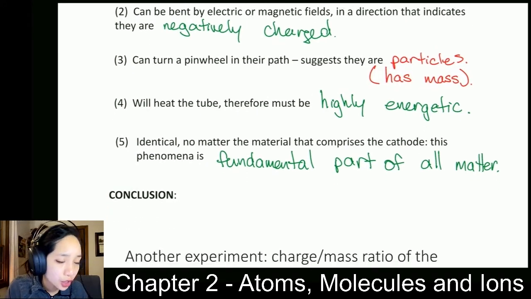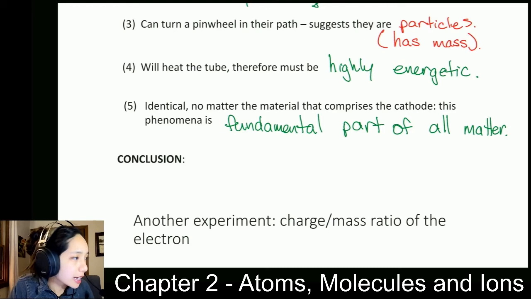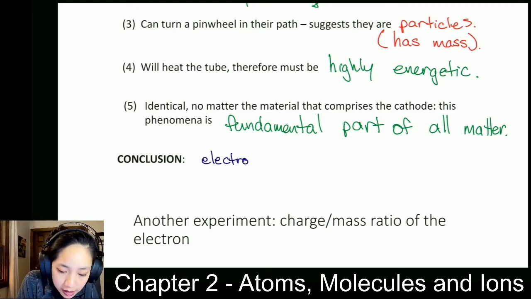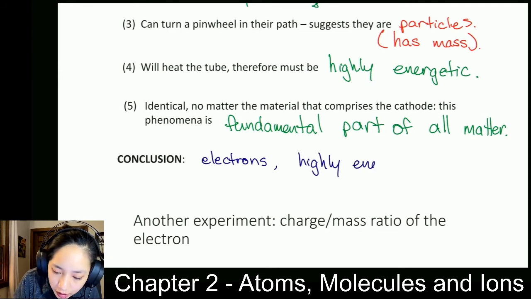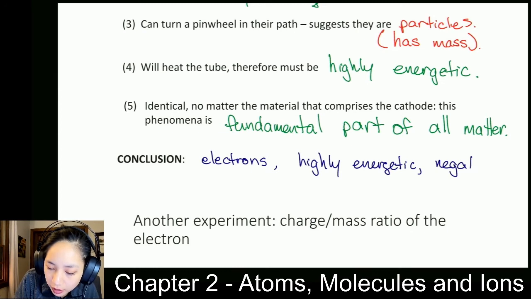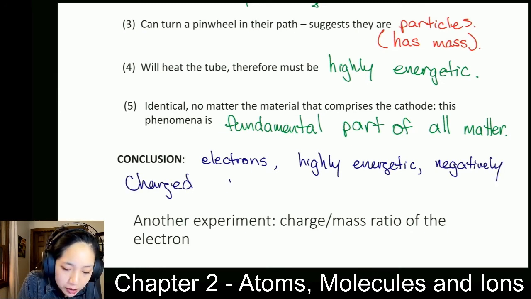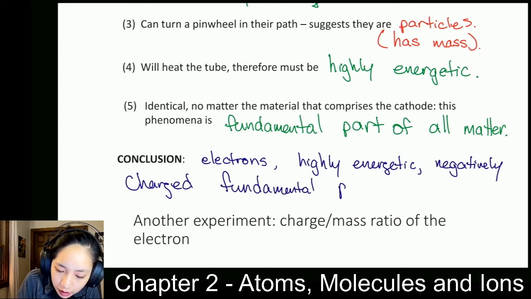And so the conclusion that they made from all of these five observations is that we have electrons. It's the existence of electrons, which are highly energetic, negatively charged, fundamental particles. That was their conclusion.